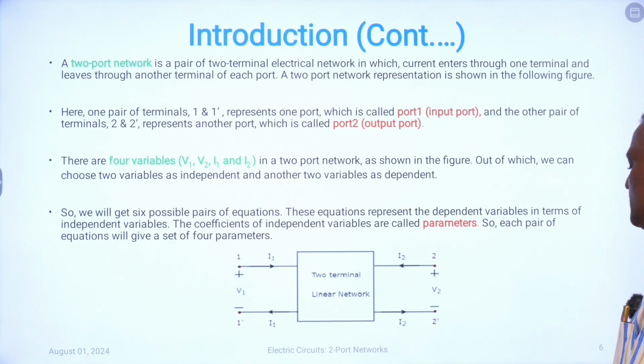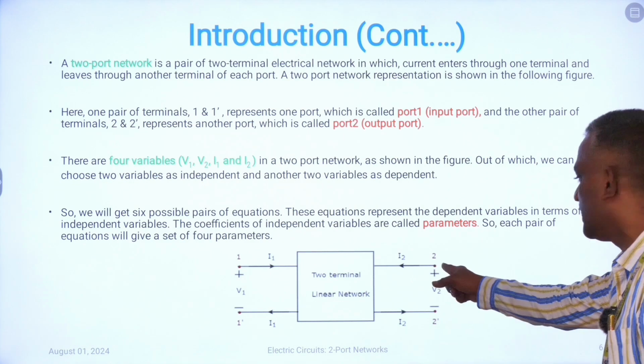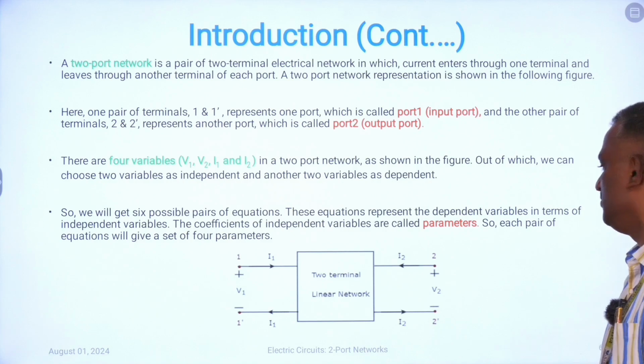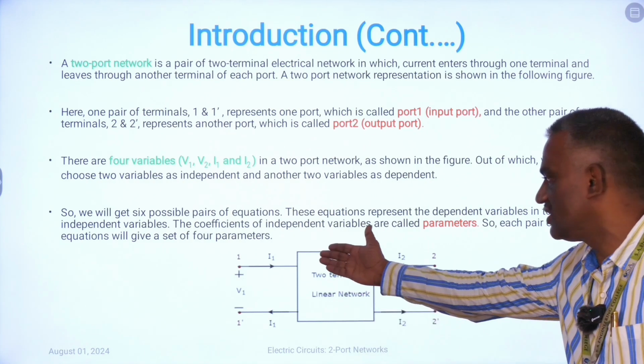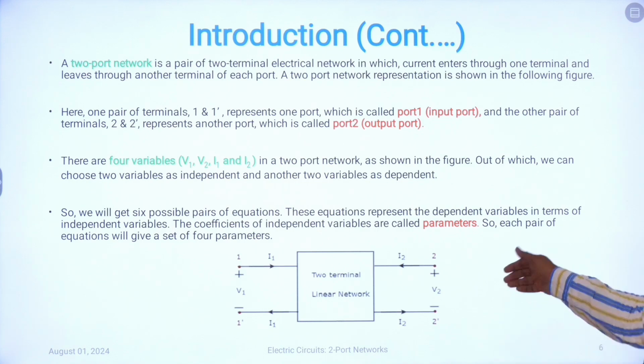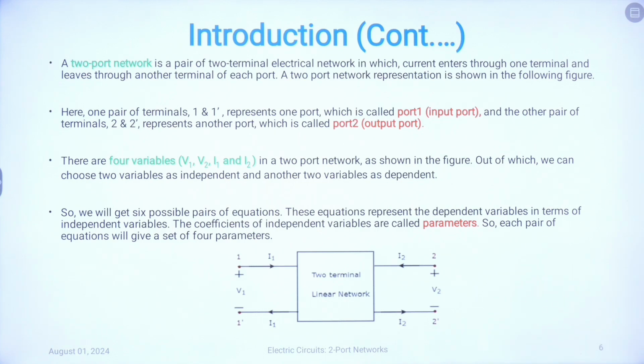What about this side? This side you have another port, but a different current, that is I2. This current I2 enters and the same current leaves. What about the terminals here? They are 2 and 2 dash. Previously it was 1 dash, here it is 2 dash, right? So totally you will have four terminals.